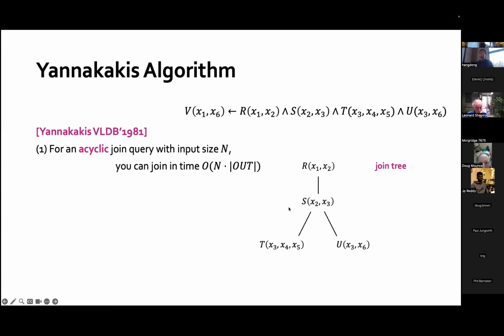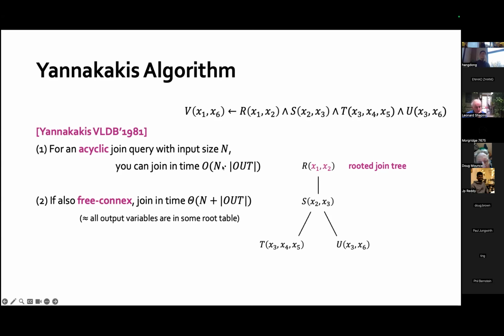And Yannakakis says that if your join forms this acyclic pattern, then you can compute it in time. I'll use N for the input size in this talk, and OUT for the output size of the query, meaning the number of rows of this table V. So running the Yannakakis algorithm, you can execute this query in input times output time. And then there's a refinement of the Yannakakis algorithm.